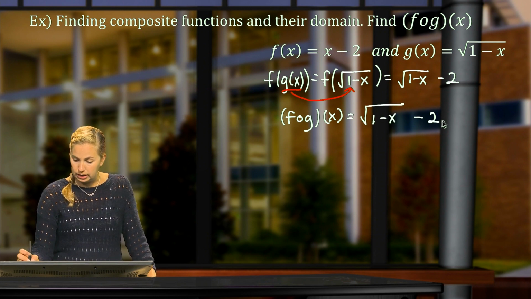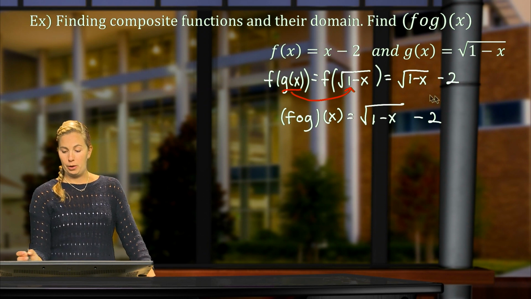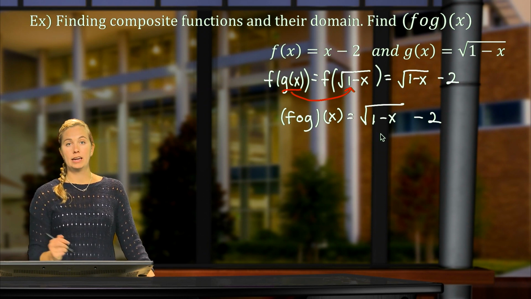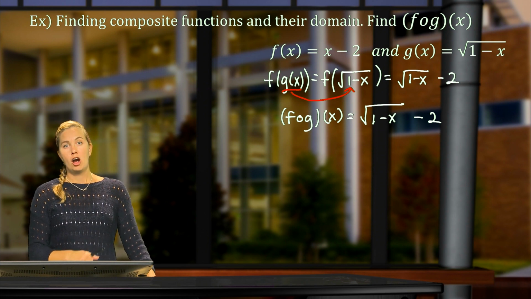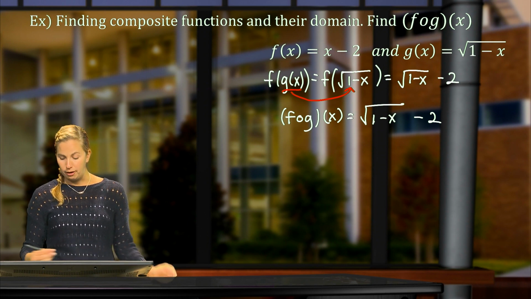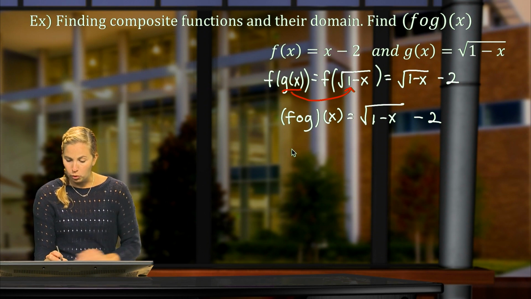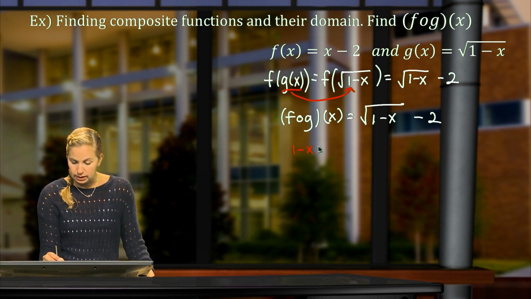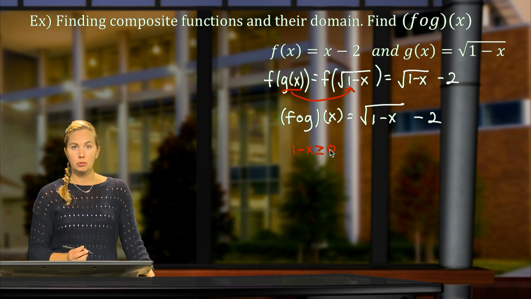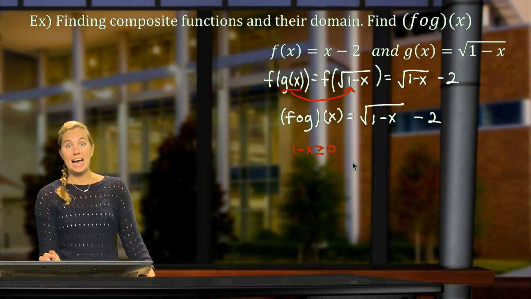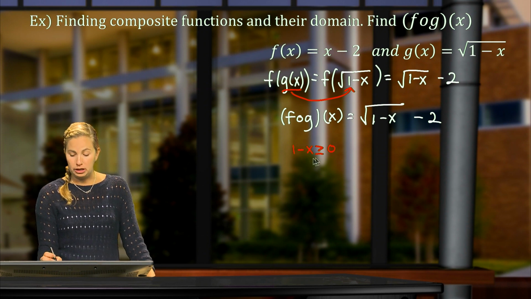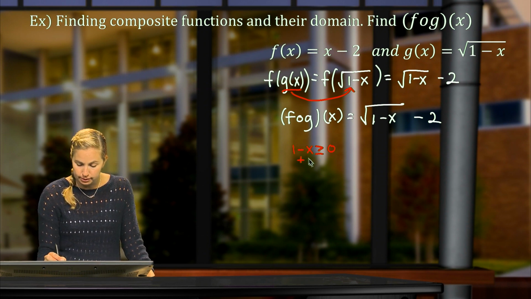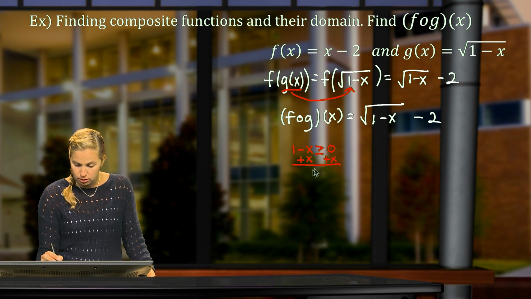So we have our composite function, f of g of x is equal to the square root of 1 minus x, minus 2. Now when I look at this composite function, I recognize the presence of the square root. Remember that with a square root function, our argument cannot be negative. So to find the domain here, we're going to find where 1 minus x is greater than or equal to 0. This is the same as being not negative. The easiest way to solve this inequality, we're going to add x to both sides. 1 is greater than or equal to x.